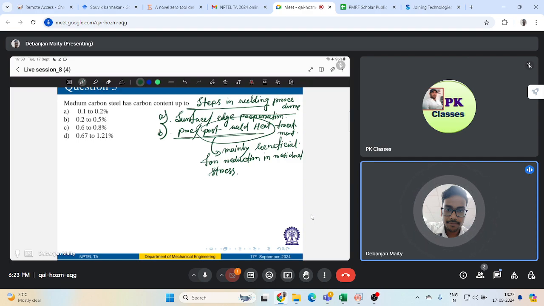So initially to start with, we'll start with weldability of metals by fusion welding process. There are different welding techniques like fusion welding, solid state welding, those things. So initially we will start from the fusion welding process.